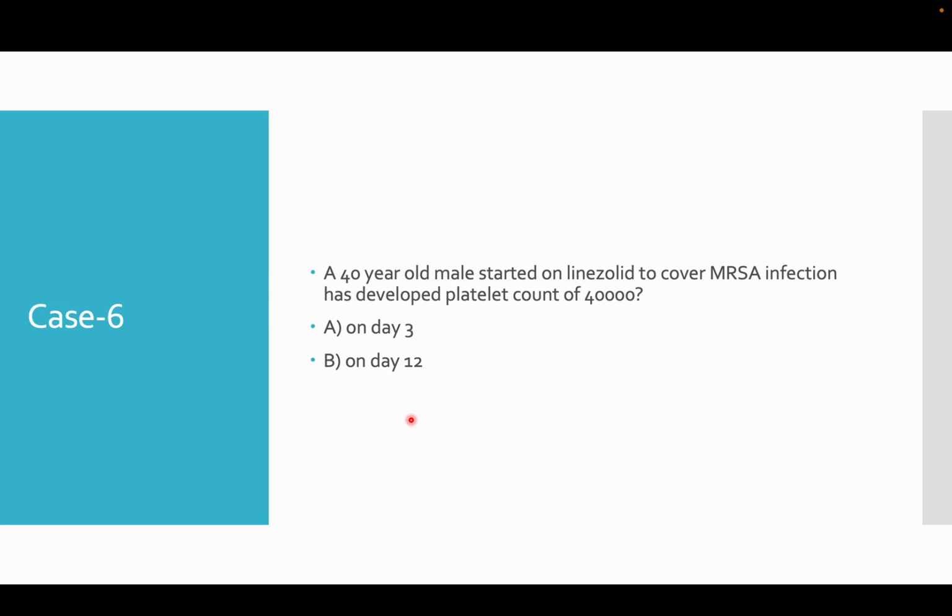If you stop the drug, the platelet count will recover in about 7 days' time. So on day 3 it is unlikely to be a drug related thrombocytopenia. Drug related thrombocytopenia will generally take at least 7 to 10 days. So if it is day 3 it is sepsis related, and if it is day 12 it is mostly drug related thrombocytopenia. In the case of a drug, you stop the drug and the patient will recover.